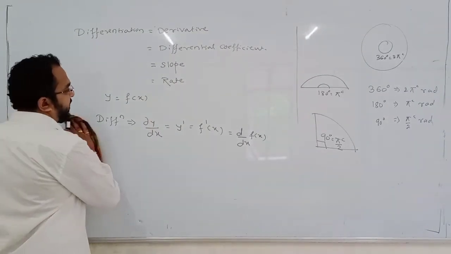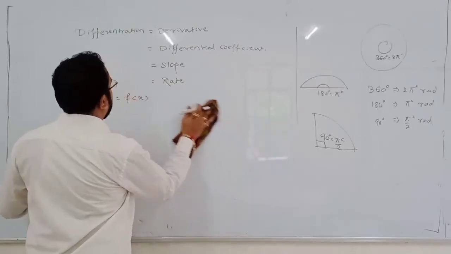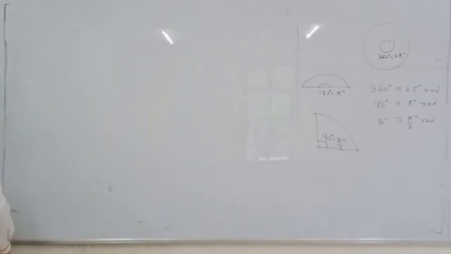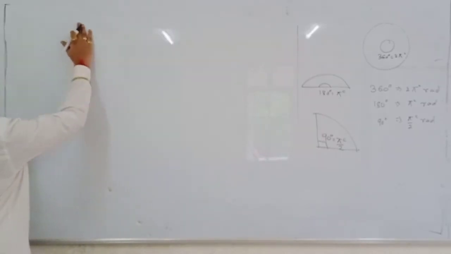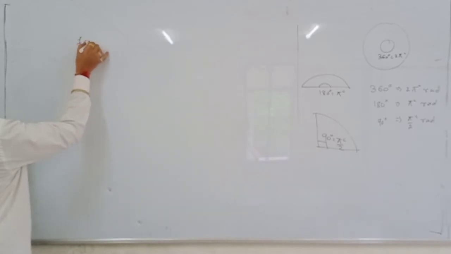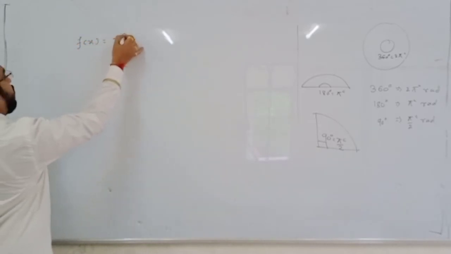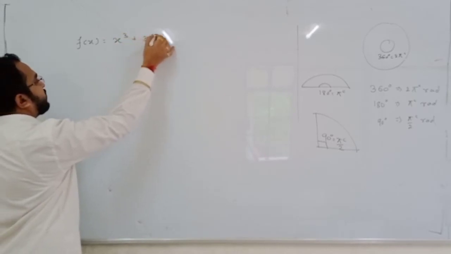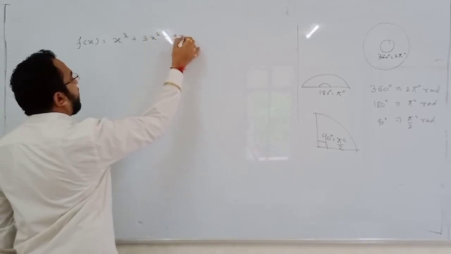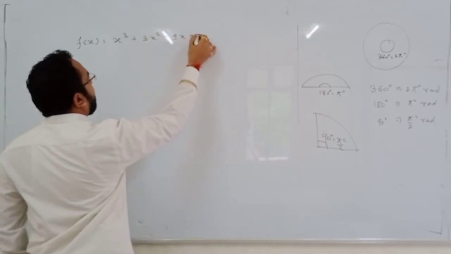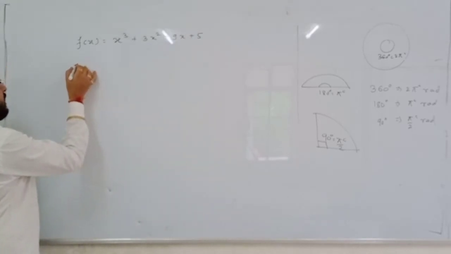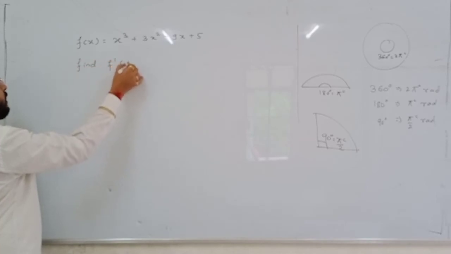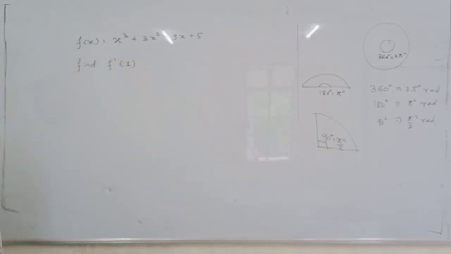Now let's see some examples on f dash of x. Suppose f dash of x is mentioned in the question, what will you do? Suppose f of x is equal to x cube plus 3x square minus 9x plus 5, and the question is to find f dash of 1. Find f dash of 1.